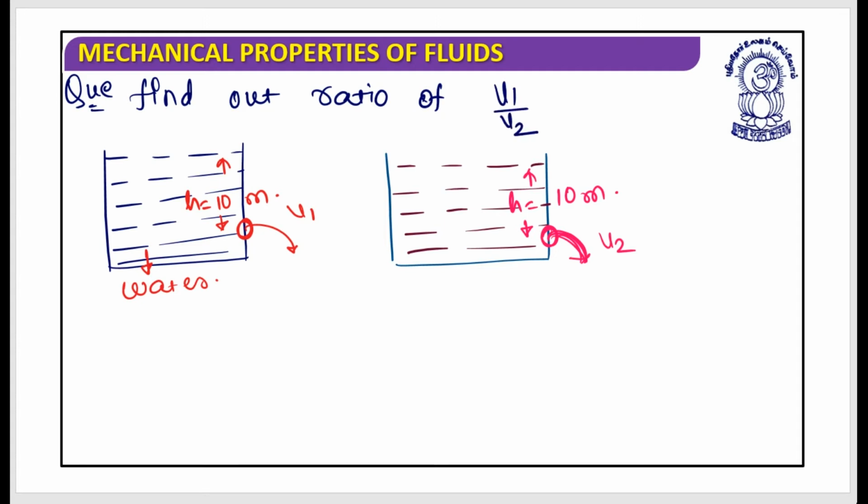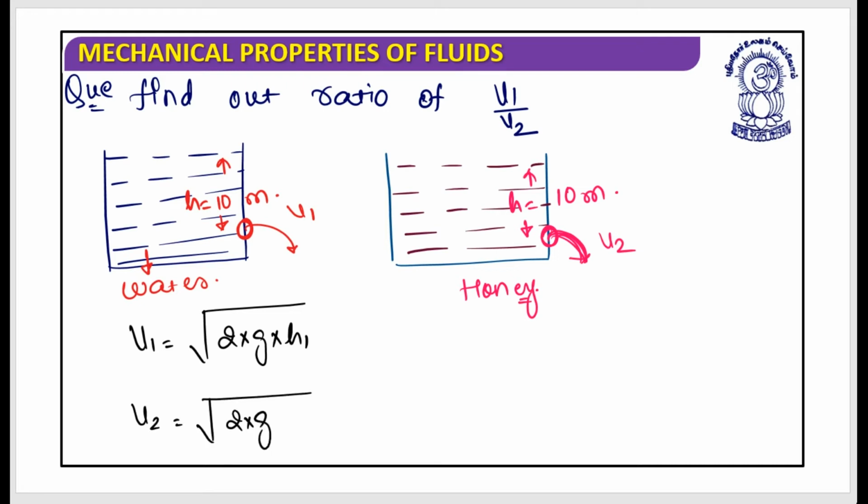As both are open containers, this is water and this is the case of the honey. Both are open containers, so their velocity would be given as v1 equals root of 2 g h1, while v2 equals root of 2 g h2. Now as you can see, h1 is 10 meters, h2 is 10 meters. So when I take the ratio of this, it's 1 is to 1.